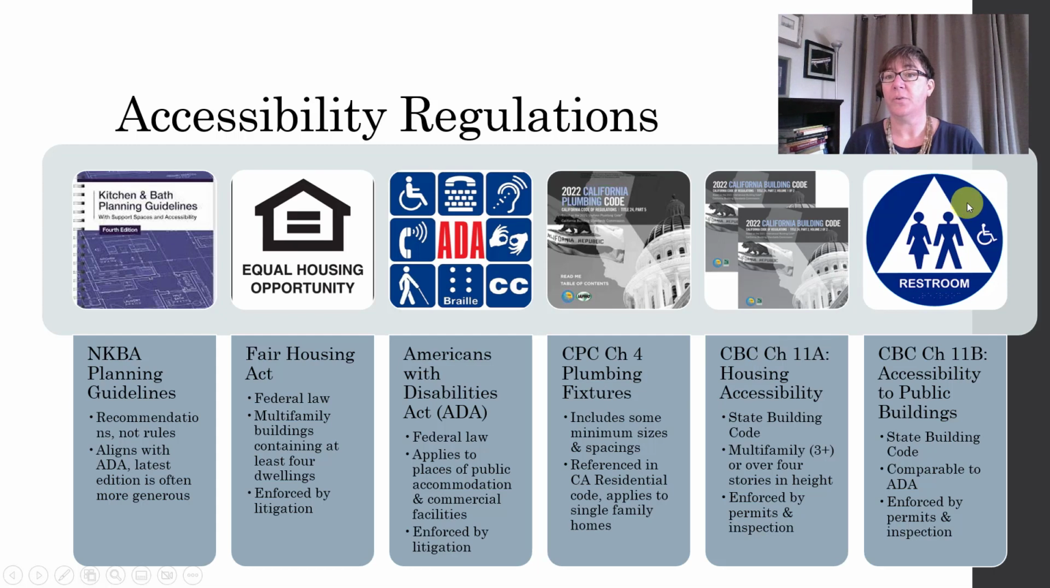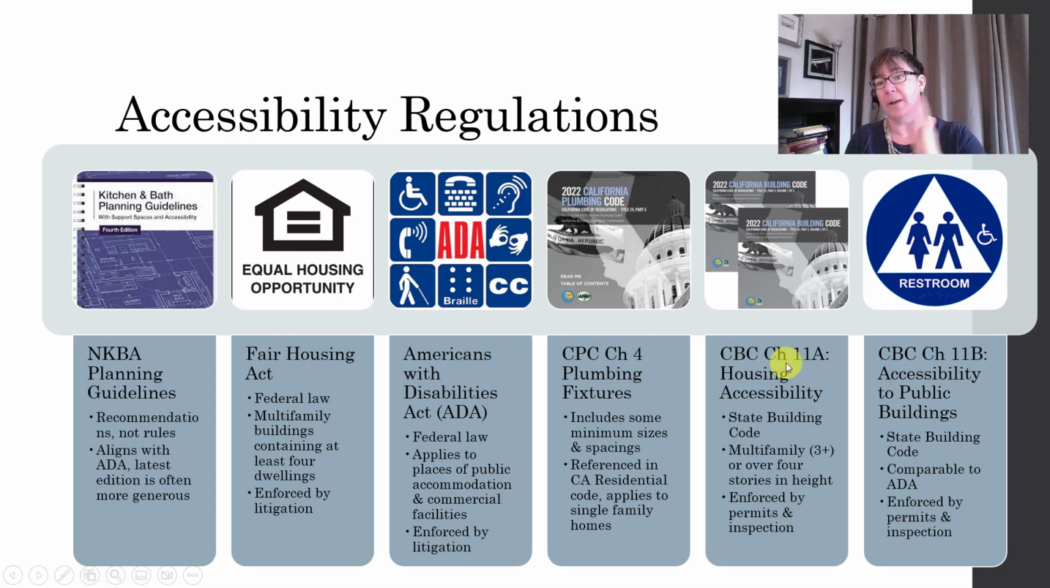Moving on to building code, these last three sections right here are all California building code. The first one, the California Plumbing Code, includes some minimum sizes and spacings, and these are required for single-family homes and would therefore apply to our kitchen and bath projects, because they are referenced in the California Residential Code.